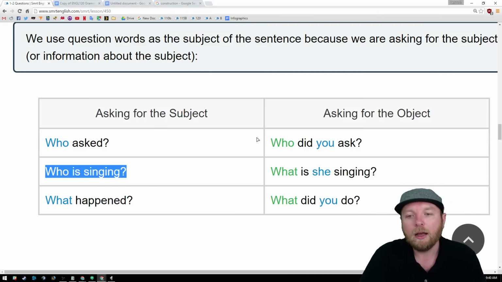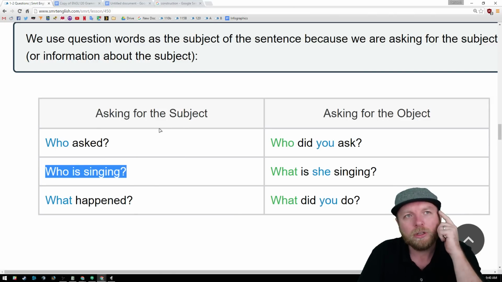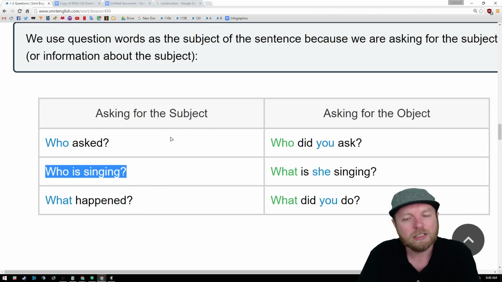Who asked? Here, you are the subject. I need inversion. Who did you ask? Who is singing? I don't know the subject. Zach is singing? Paulo is singing? Guadria is singing? Abdul is singing? Who is singing? But she is singing. But I don't know the song. So I say, what is she singing?